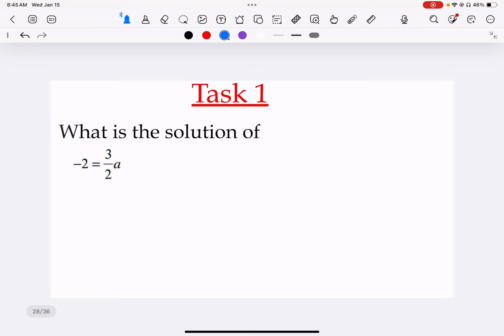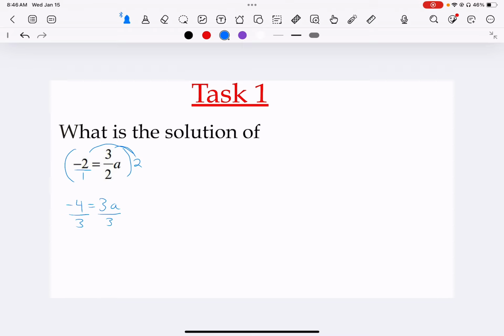What is the solution of this equation? So I'm going to talk about two ways to solve this one as well. First, I'm going to turn this into a fraction, and I'm going to multiply the whole equation by my common denominator. My common denominator is 2. So I'm going to multiply each term by 2. Negative 2 over 1 times 2 is negative 4. 3 over 2a times 2 is 3a.